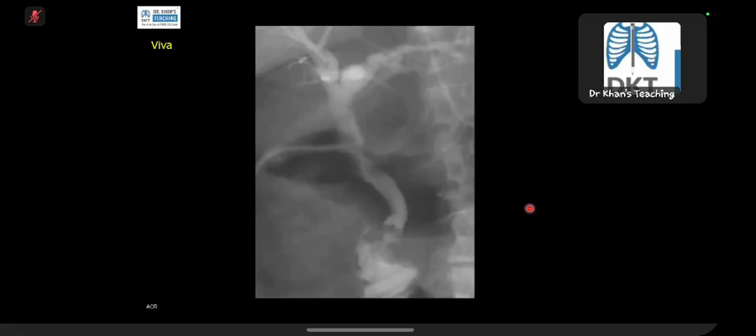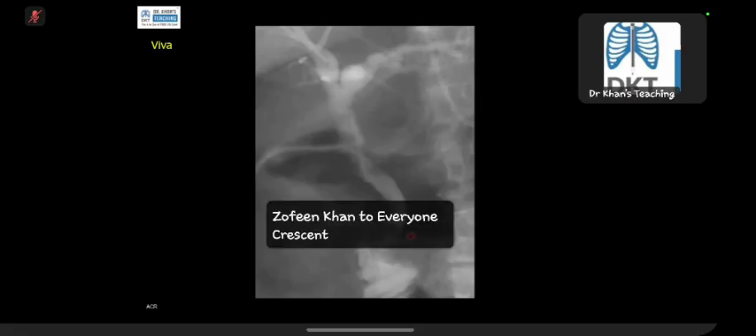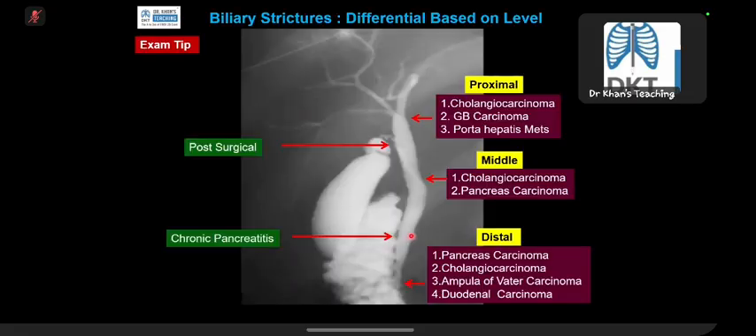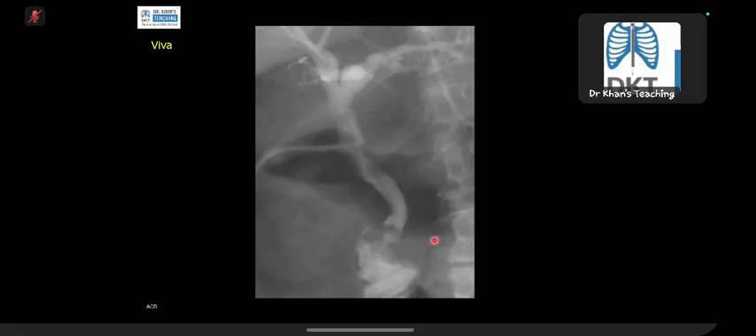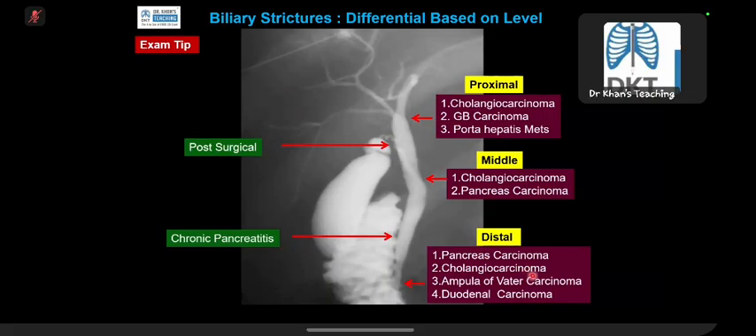Stricture. Something else: stone. If you see this thing, we call it a meniscus sign. T-tube cholangiograms are done post-surgery, particularly for this kind of thing. A meniscus sign is a sign of stone. Take a picture, take 10 pictures of this. This is everything you want to know for your differential.